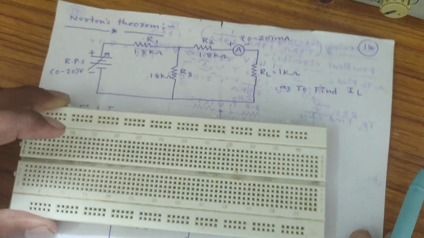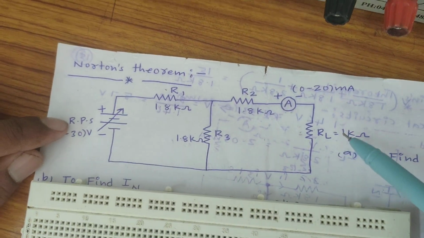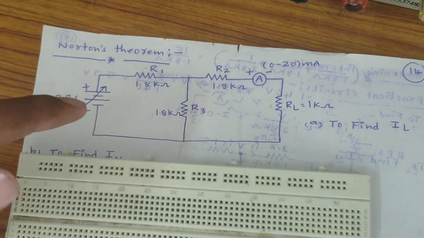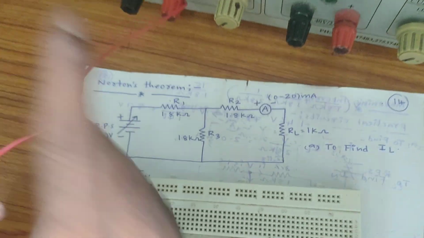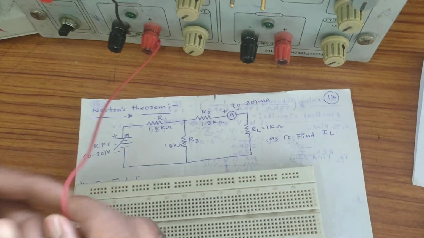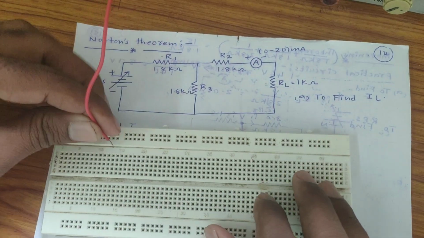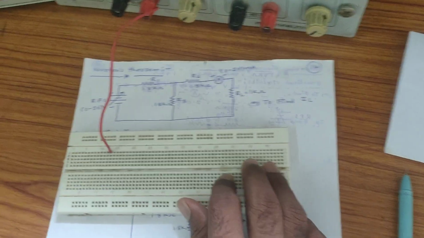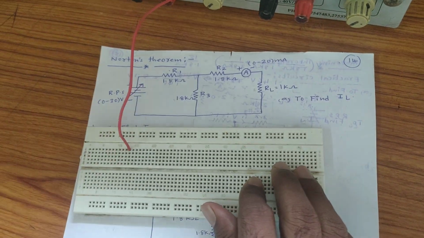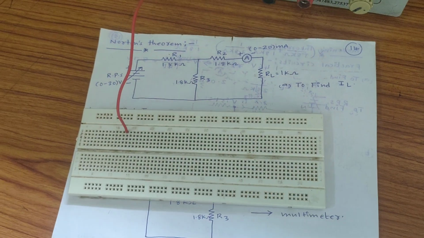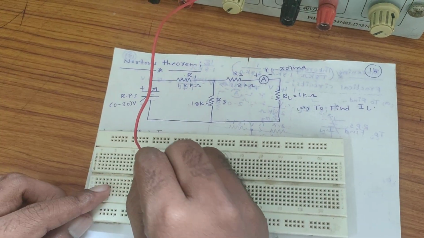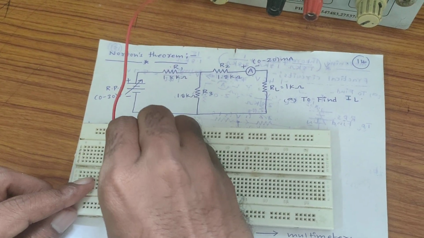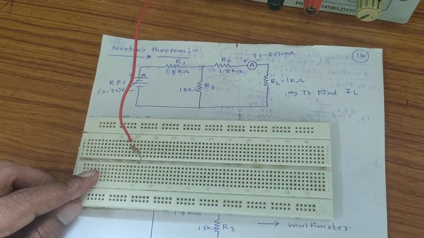That means we need to connect 4 circuit diagrams. First of all we will connect this circuit diagram. For these connections, first RPS positive is connected at one point. At that point, the 1.8 kilo ohm resistor starting point is connected.